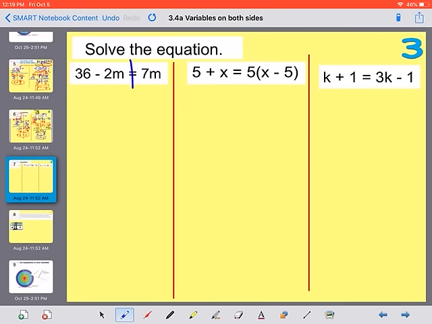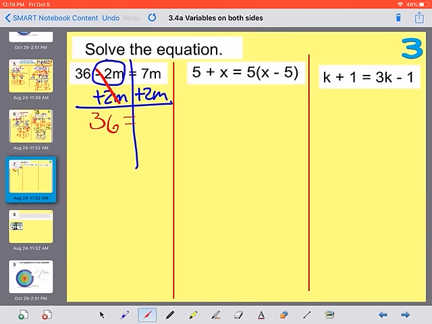Here are a couple more. I'm going to draw my line down. Be careful when we move this 2m. This is really a negative 2m, so we need to add 2m. There wasn't any distributing on this one because we didn't have any parentheses. So we have 36 equal to now 9m.